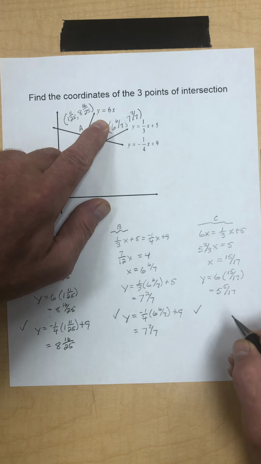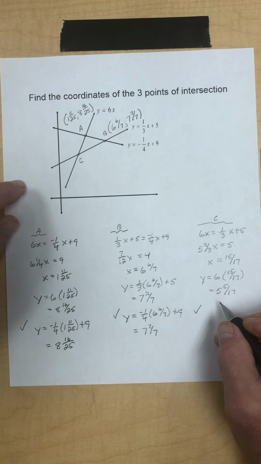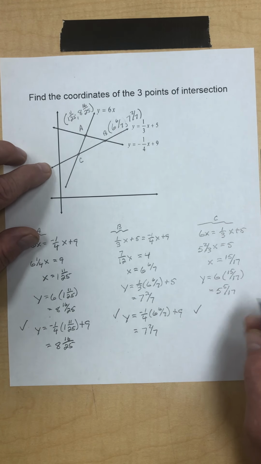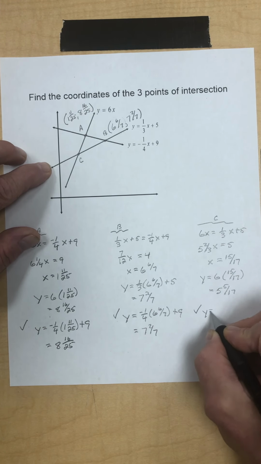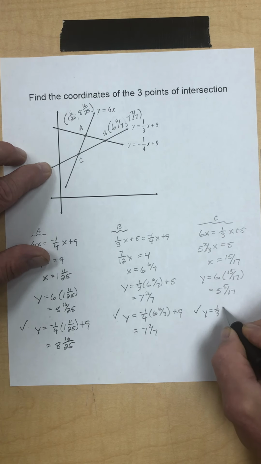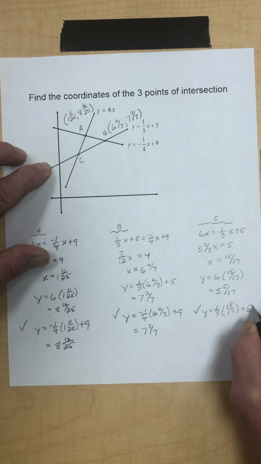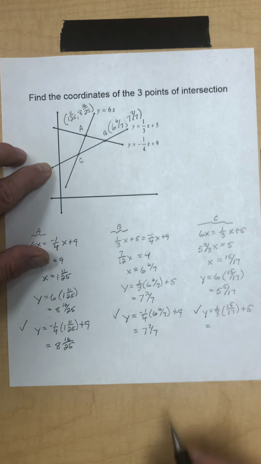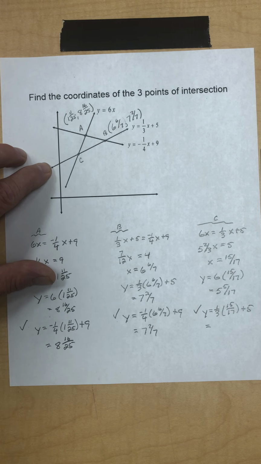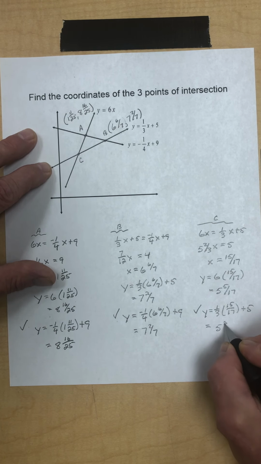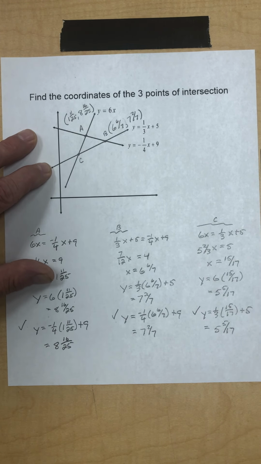Okay, and I'm going to check. I'm going to go to the other one, 1/3 x plus 5. So y equals 1/3 times x, which is 15/17, plus 5. And if I did it right, I should get 5 5/17. So I just have to check that. 1/3 times 15/17, and then add 5, and I'm getting 5 5/17. So I should be in good shape.